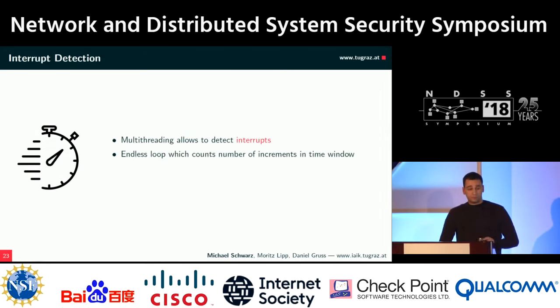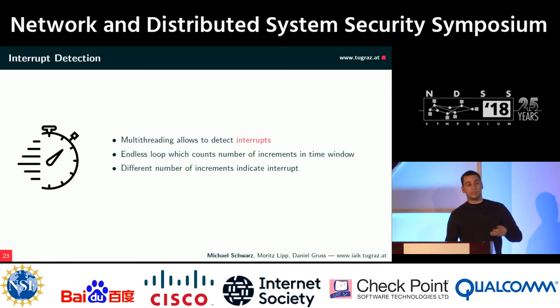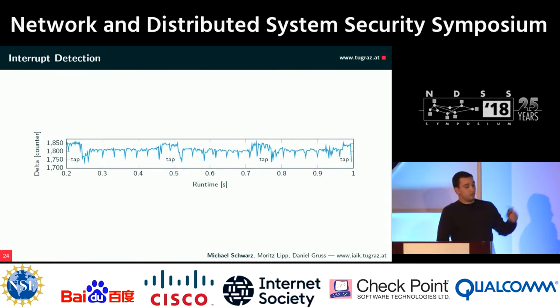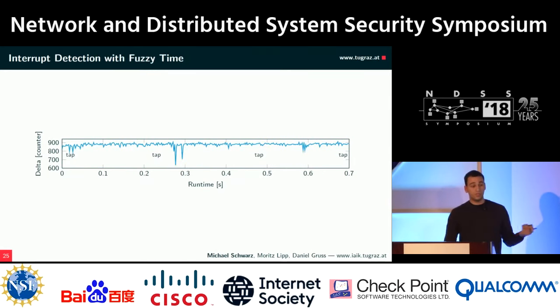For multithreading, there is an interesting attack that allows to detect interrupts by creating time windows of equal size and just incrementing a counter within the time window. And if we have fuzzy time, then we cannot create the equally sized time windows anymore, and we get random events. So if we look at a smartphone with the interrupt detection attack running, if we tap the screen with interrupts, we get a different amount of increments of the counter in this time window, and we can clearly detect these taps, these interrupts. If we have fuzzy time, that degrades to some random plot where we can't actually detect the taps.